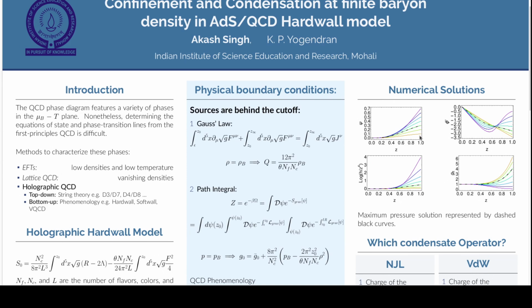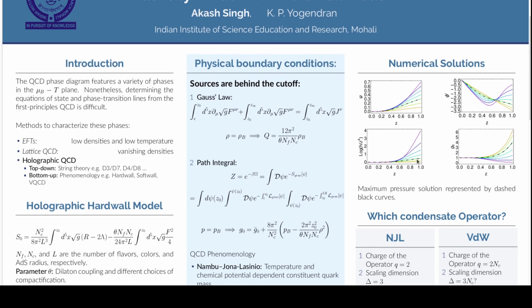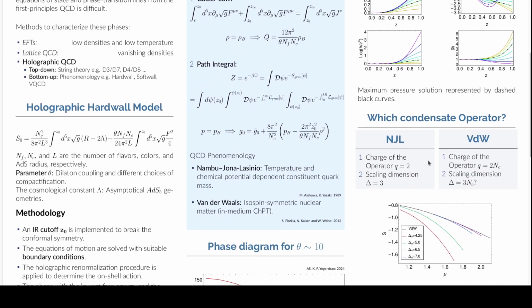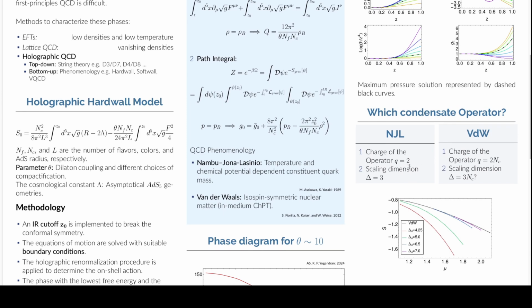Different colors represent different boundary values of psi at the IR cutoff. Here the maximum pressure solutions are identified to fix the boundary condition for the scalar field in the charged AdS geometry. It is shown by the black dashed curve. Operators corresponding to NJL and van der Waals models differ in charge Q and scaling dimension delta.